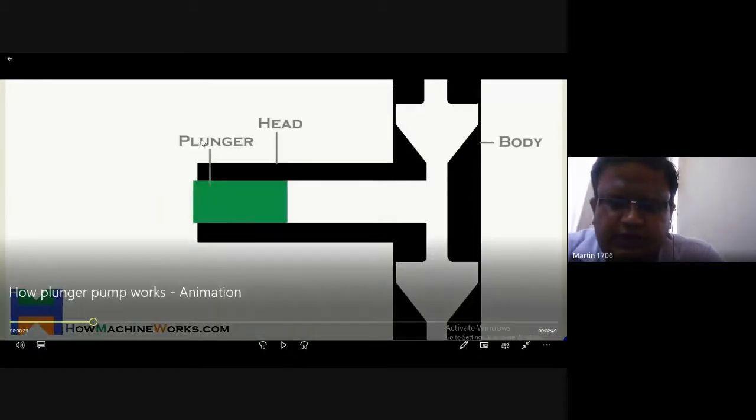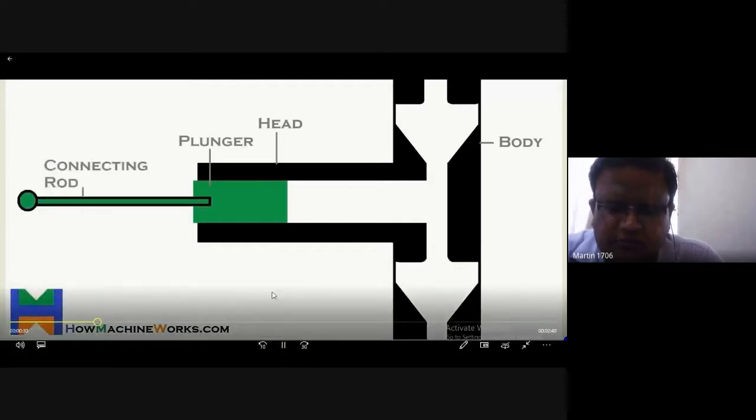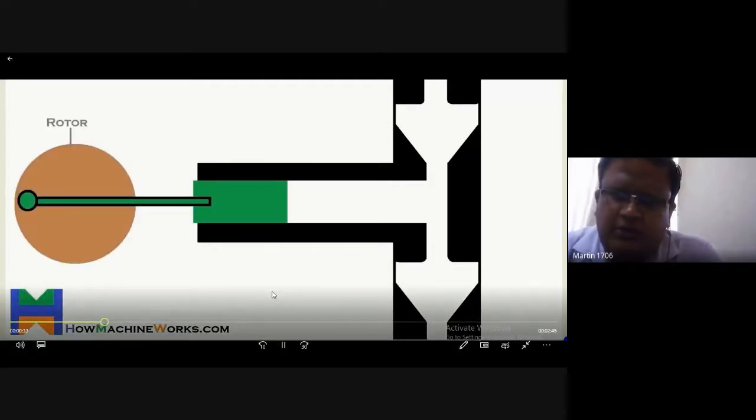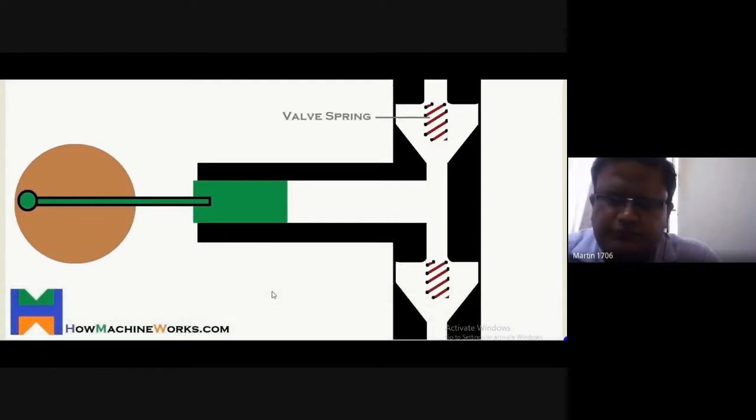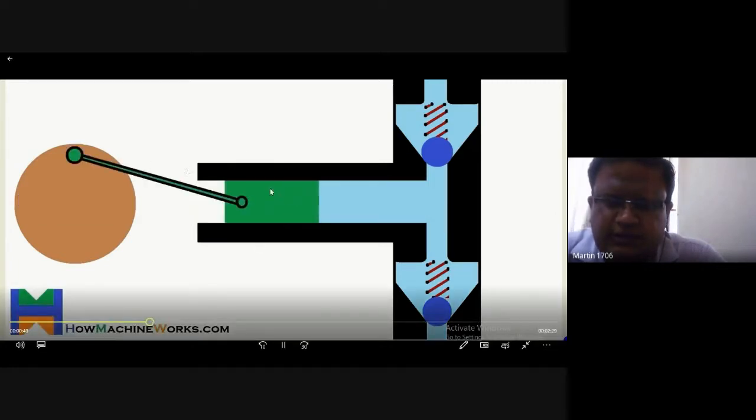This is the main unit in this device. The plunger will be there. Please see that. It is going left and right.